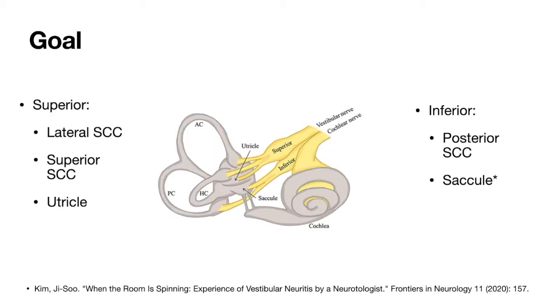The goal is to learn the innervation of the anterior canal, lateral canal, and posterior canal, as well as the utricle and saccule. So, a quick summary. The superior vestibular nerve innervates the lateral canal, the superior canal, and the utricle. The inferior innervates the posterior canal and the saccule, which has an asterisk here because the superior vestibular nerve does have fibers that go there.